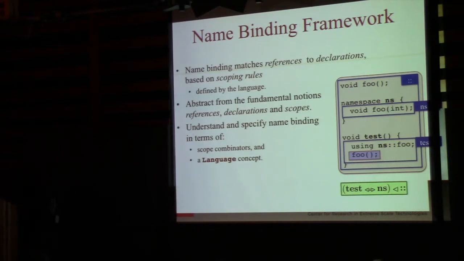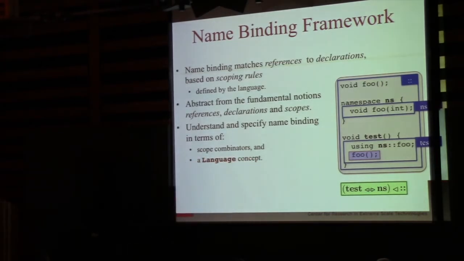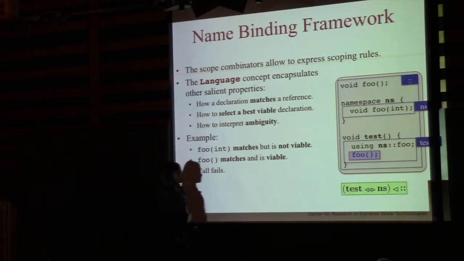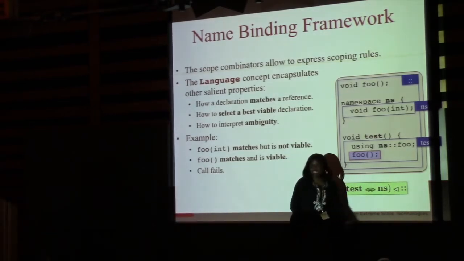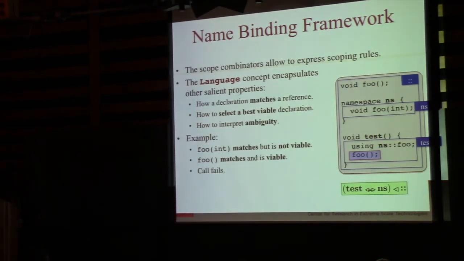So we did that using some scope combinators and a language concept. So you end up with expressions like this one to express how this name is actually bound. In this particular case, that function call actually fails, but we're going to get to that soon. So the scope combinators, which are things like this, allow us to express the scoping rules as defined by a language.